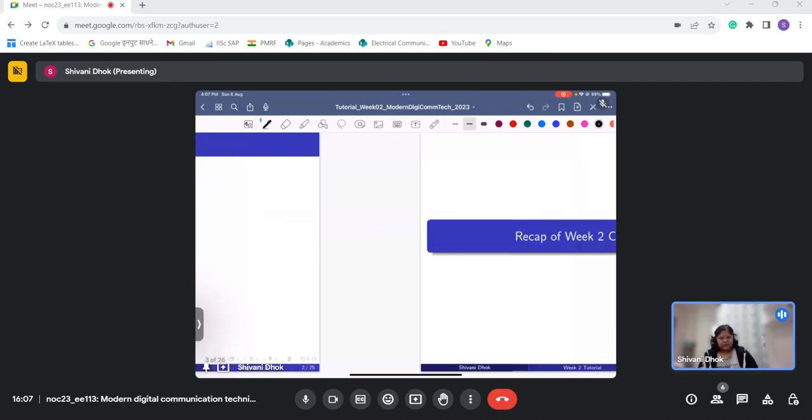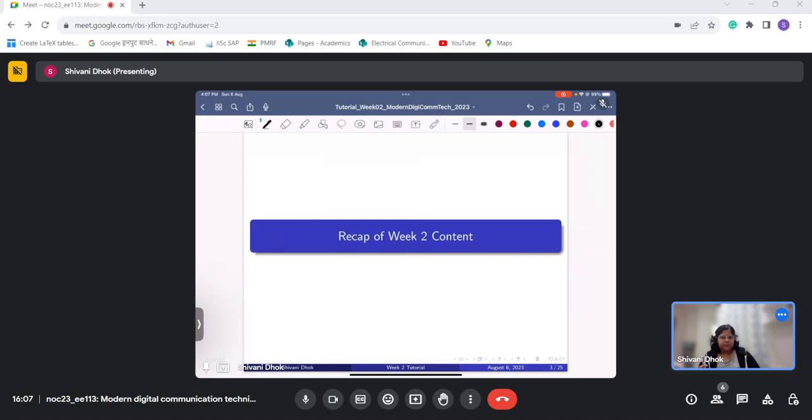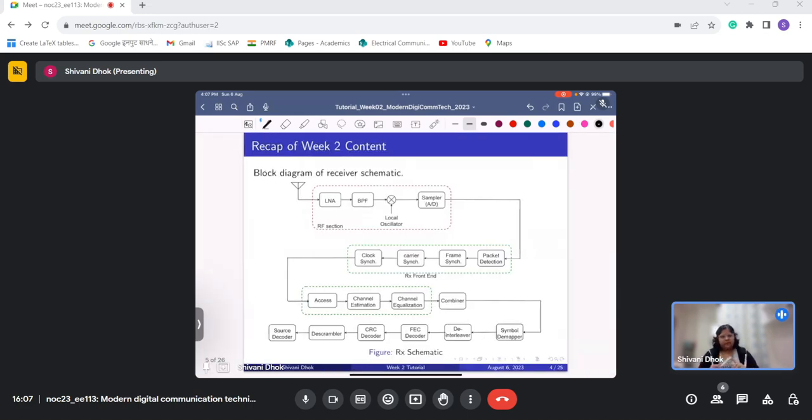So let's start with a recap of week 2 content. This week 2 began with a block diagram of the receiver. Now, this receiver block diagram looked too heavy. Discussing each and every block is not important right now, but the faculty mentioned broadly what components are present. We'll be looking at individual blocks one by one as the course unfolds. The major topic with which the course has started is known as source coding.